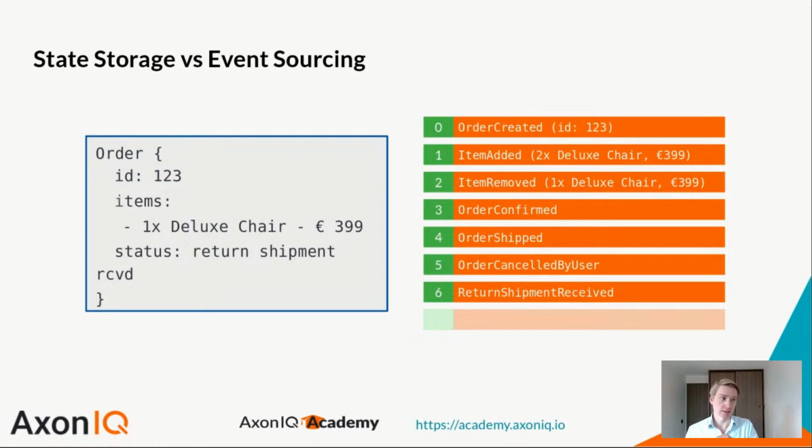Yes, theoretically, we could just store that, but we'd lose a lot of information because if we look at the right-hand side at these events, there's actually a lot more going on. We can see that initially 2 items, 2 deluxe chairs, were added to this order, and then 1 got removed. And then afterwards, we can also see the whole status of what has happened during shipment with that order, right? The order first got confirmed, then it got shipped, then it was actually the user that canceled it, and then we received the return shipment. So instead of just that 1 item, we now have more information on those 2 items, and we have the whole status information. So there's way more valuable information on that right-hand side.